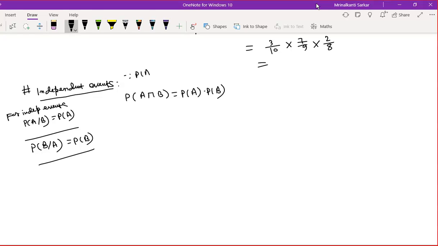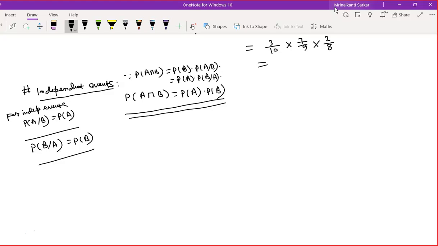Since we have just learned the multiplication rule, P(A intersection B) equals P(B) into P(A by B), or at the same time P(A) into P(B by A). Once you are saying P(A by B) equals P(A), or P(B by A) equals P(B), then P(A intersection B) will give you P(B) into P(A), or P(A) into P(B). So for two independent events, this is the case. Here again, the probabilities are going to be multiplied.